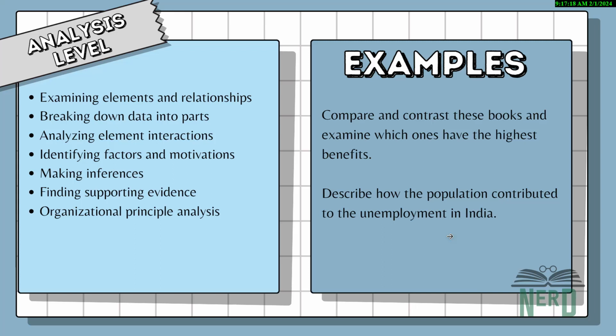Let's say you have a couple of books on educational methods. At the analysis level, you're not just understanding what each book says, you're actually comparing them, seeing which one offers more benefits, or maybe finding out how they complement each other. Another example could be looking at the unemployment issue in India. You're not just stating the facts, you're digging deeper. Why is it happening? How is the population contributing to it? And what underlying factors are at play? It's like watching a crime show and trying to figure out the motive behind the crime, not just who did it. So that is your analysis level.